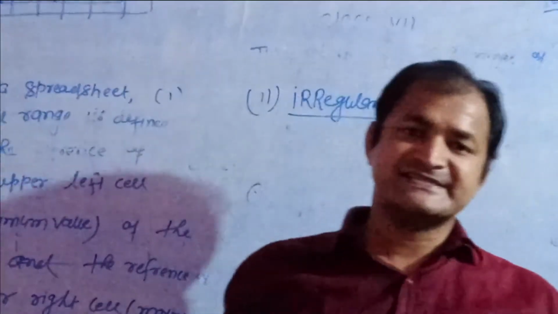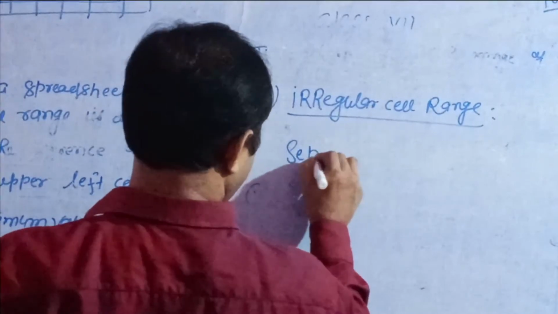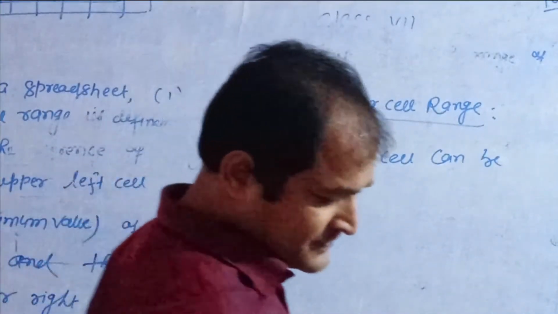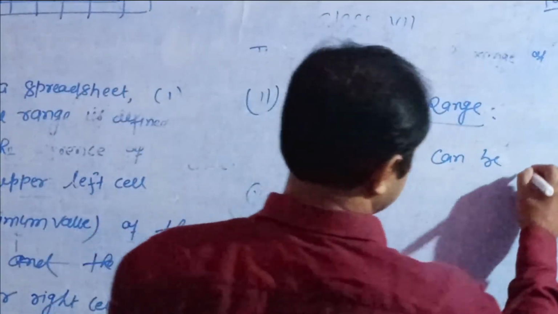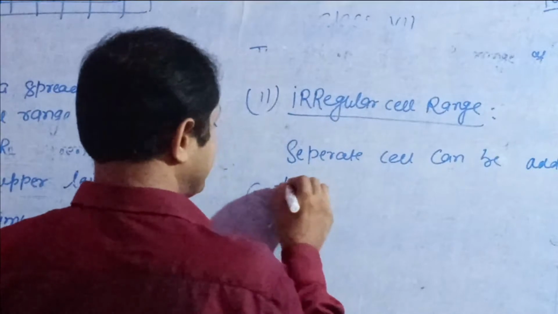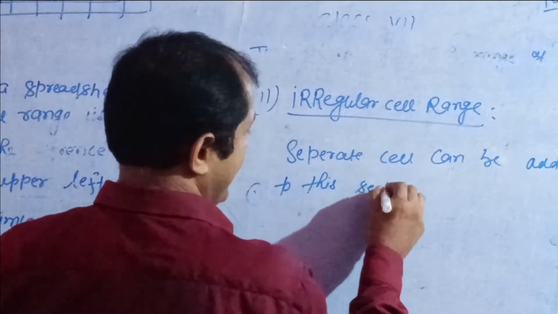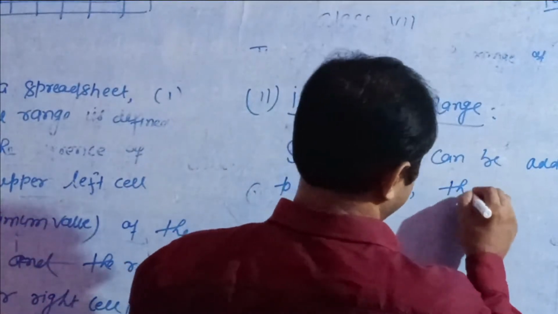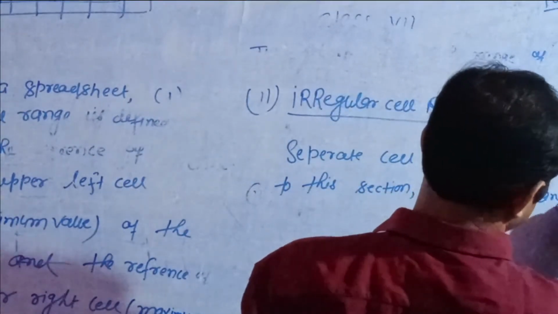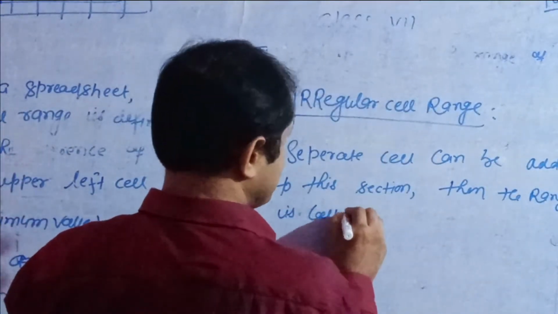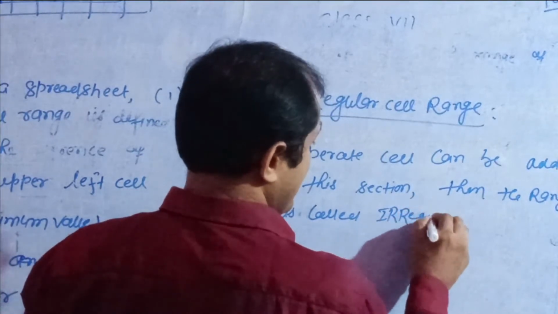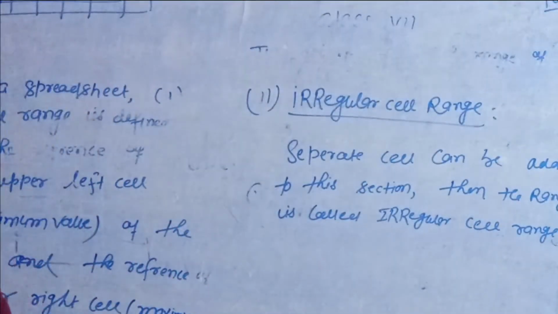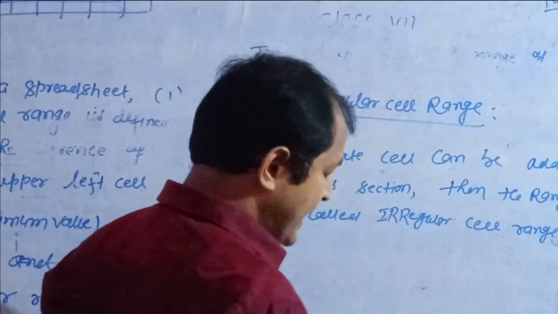Irregular cell range: separate cells can be added to this section, then the range is called an irregular cell range.